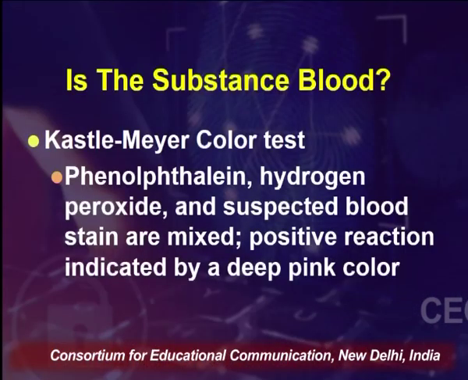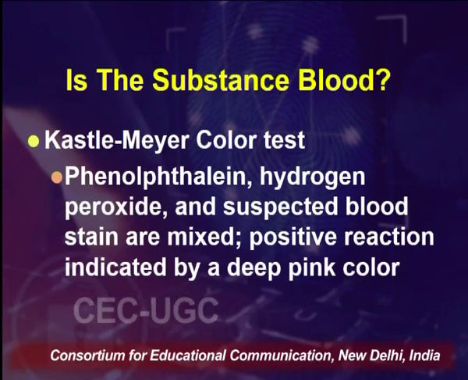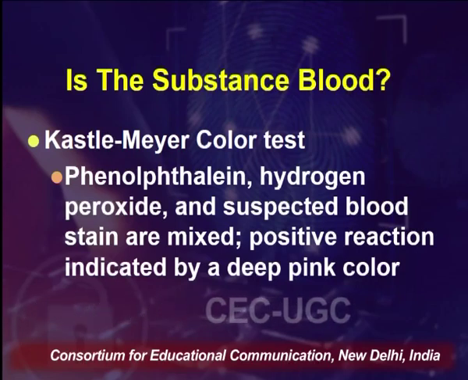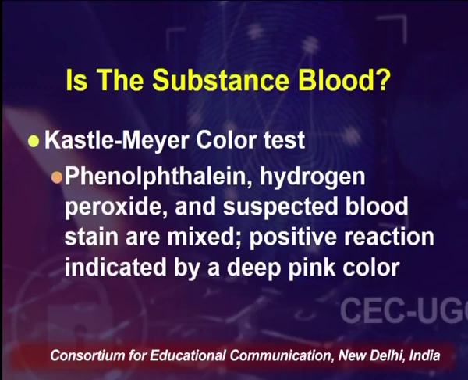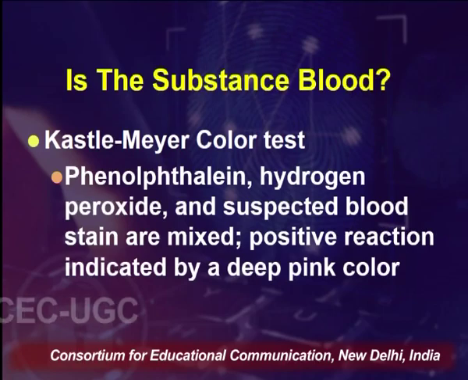To know whether the substance which we have found at the crime scene is blood or not, we can do certain presumptive tests. One of them is the Kastle-Meyer color test, the phenolphthalein test, where we use hydrogen peroxide and mix the suspected stain with it. A positive reaction, indicated by a deep pink color, will tell us whether the substance present at the crime scene is blood or not.